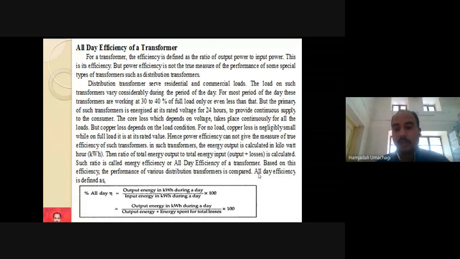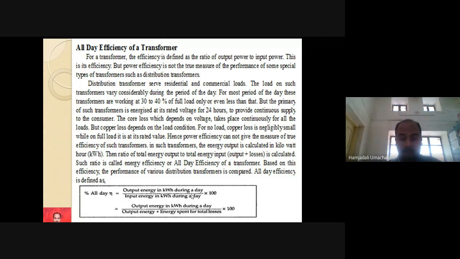So finally, how to calculate the efficiency of the transformer? That is, all day efficiency is defined as percentage all day efficiency, symbol is eta here, is equal to the numerator part, output energy in kilowatt hour during a day, upon input energy in kilowatt hour during a day. So here also once again it is output by input only, but the output parameter is energy, the input parameter is also energy, and that too for one particular whole day.